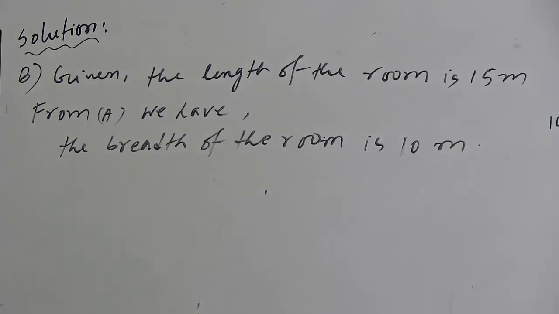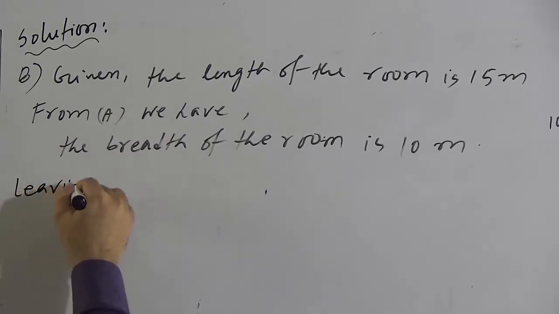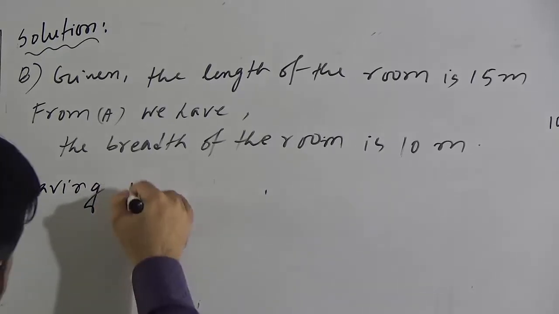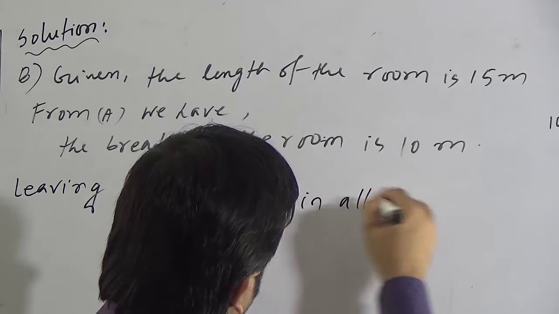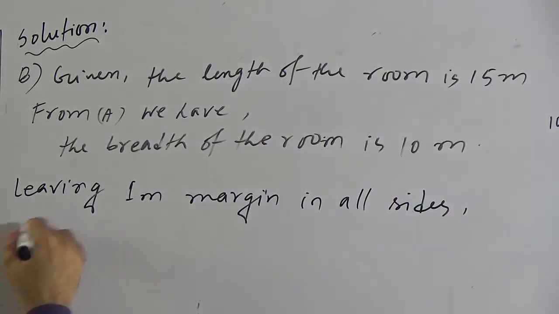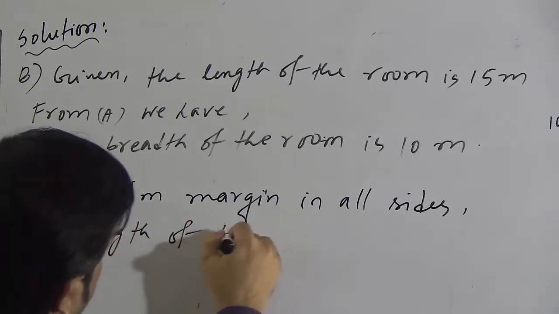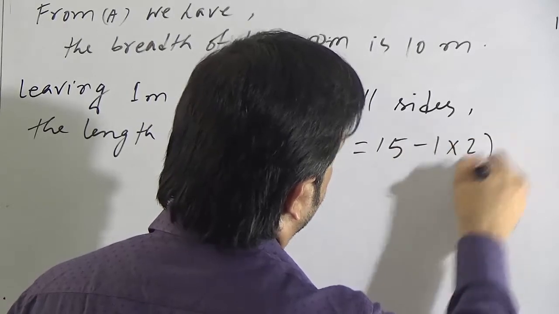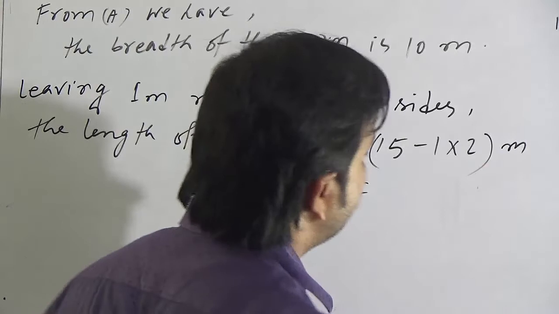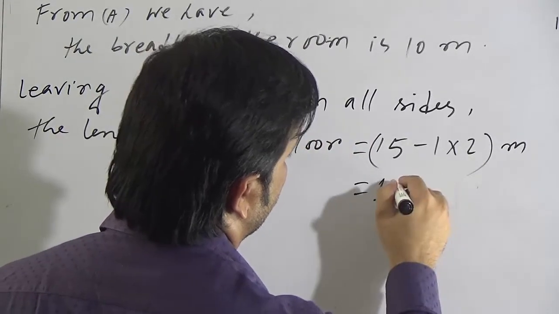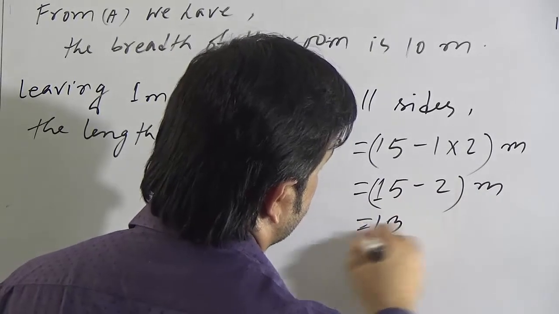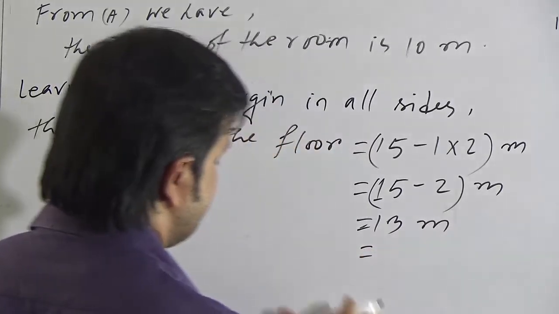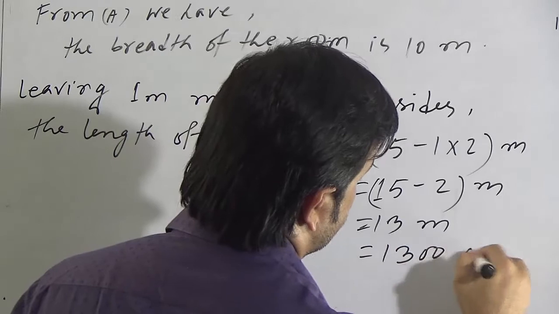what will be the length of the floor? Leaving 1 meter margin in all sides, the length of the floor will be equal to 15 minus 1 meter from two sides. So this will be 15 minus 1 into 2 meter. So this will be 15 minus 2 meter, and that is 13 meter. And we can convert this into centimeter. This will be 1300 centimeter.